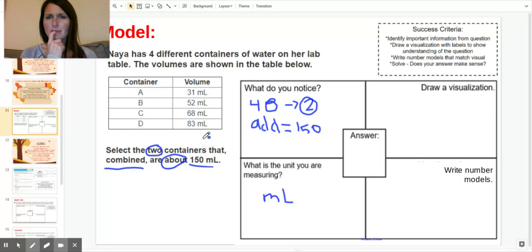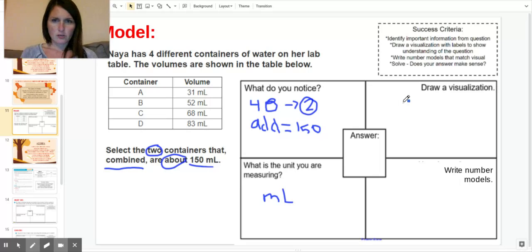Maybe that would work. Let me look at this one. 50 plus 70, well, 70, 80, 90, 100, 110, 120. I feel like, let's try the 80 and the 50. 80, 90, 100, 110, 120, 130. That's too low. Let me try the 68 and 83.